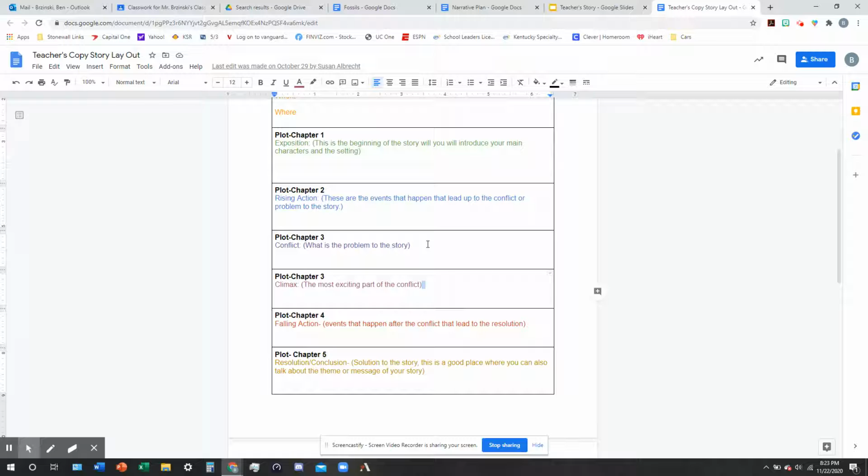Oftentimes you'll see these in chapter books, somewhere in the middle of the book, you'll get a cliffhanger, right? Where you're just like, oh, I have to read some more. This is so exciting. I can't wait to figure out how this whole conflict, this whole climax part of the story ends. What happens? How do the characters fix this problem that they've been presented with?